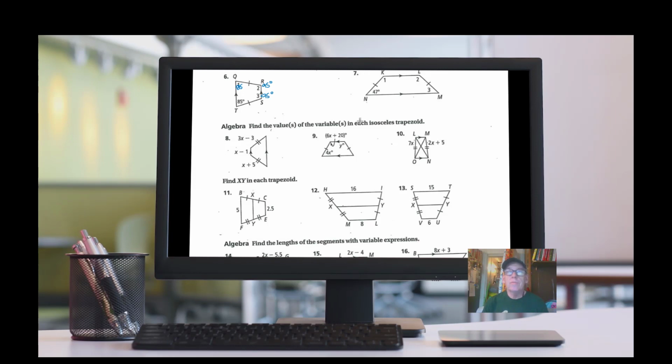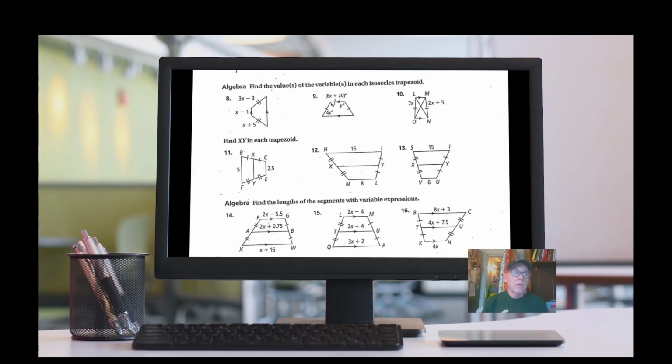Let's look at the next one, number 7. 47 is a base angle, 3 is a base angle. 47 degrees goes with angle 3. Same side interior angles are supplementary. 180 take away 47 is going to be 133. So angle 2 is 133, and then because it's isosceles, angle 1 is going to be 133 degrees also.